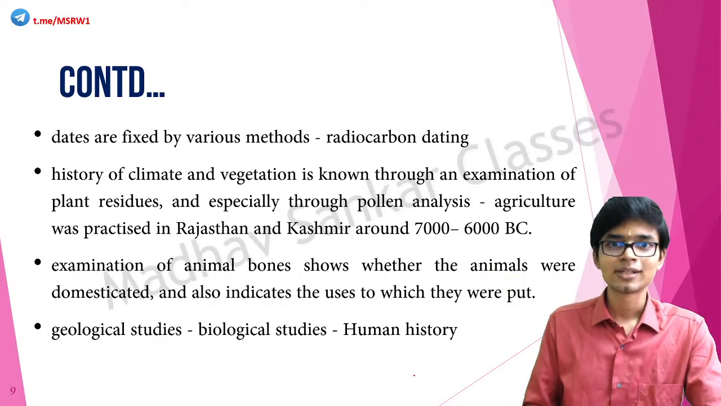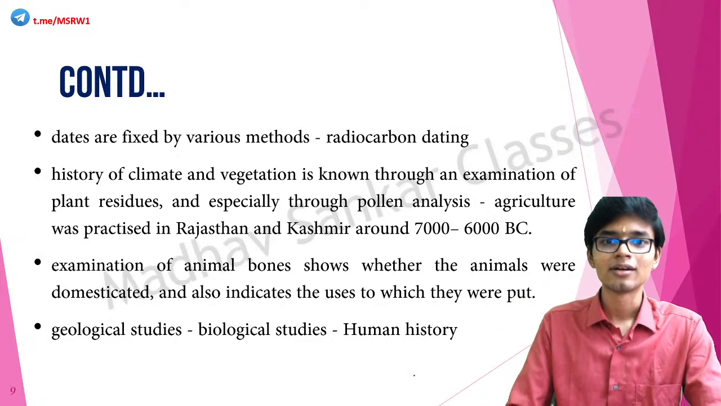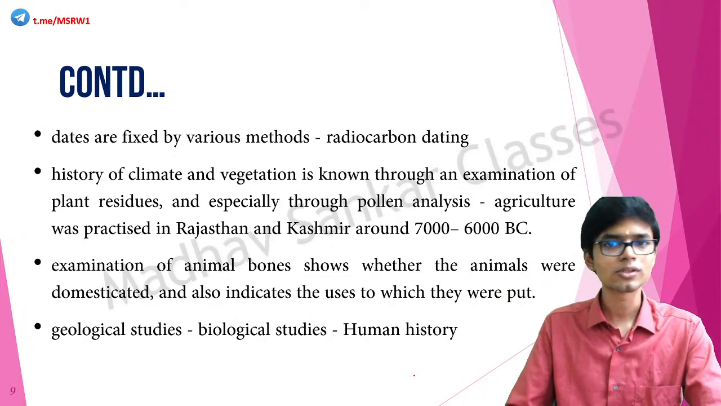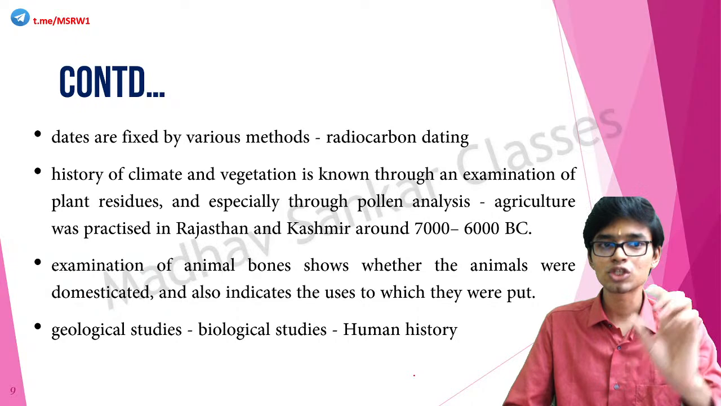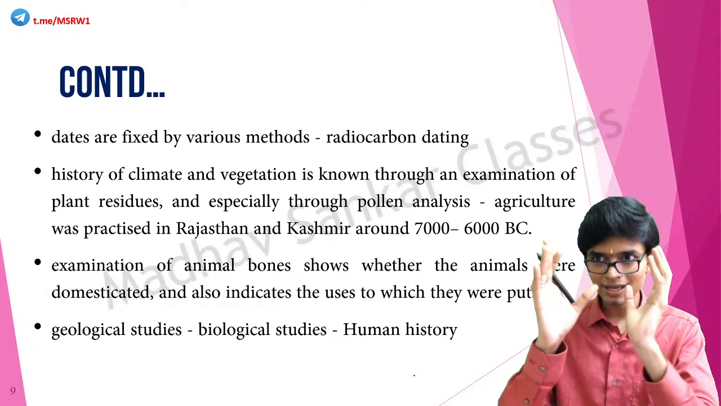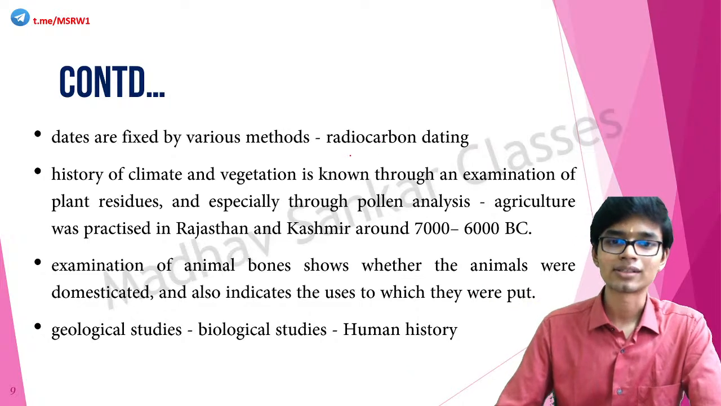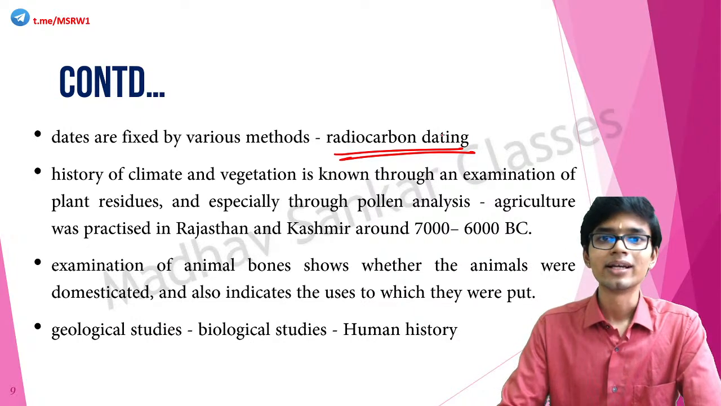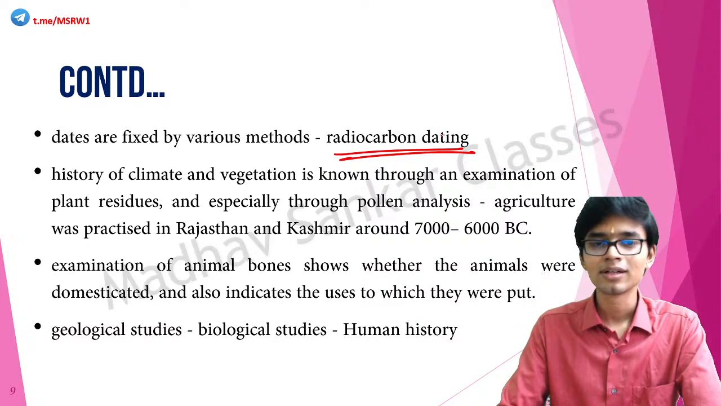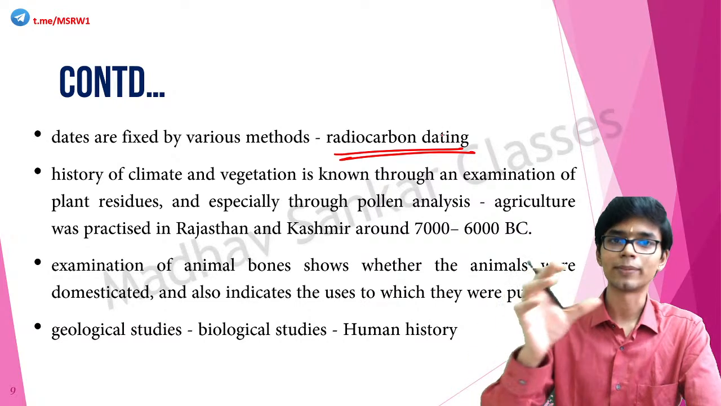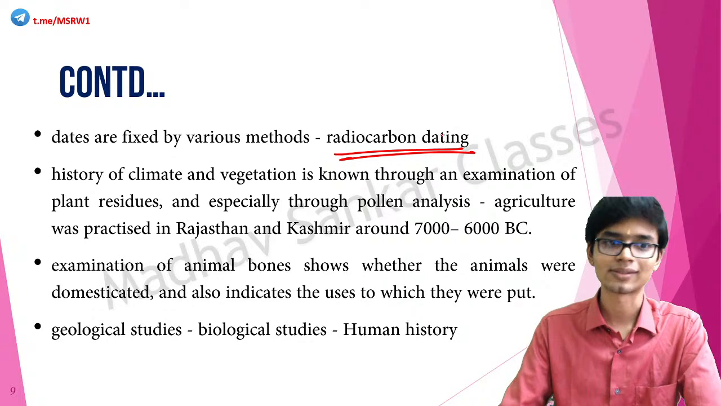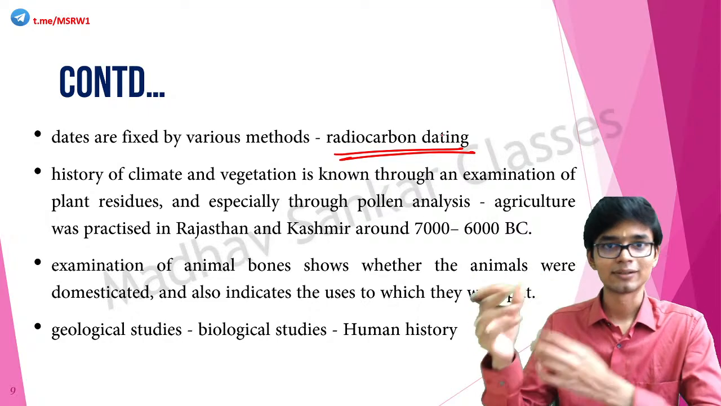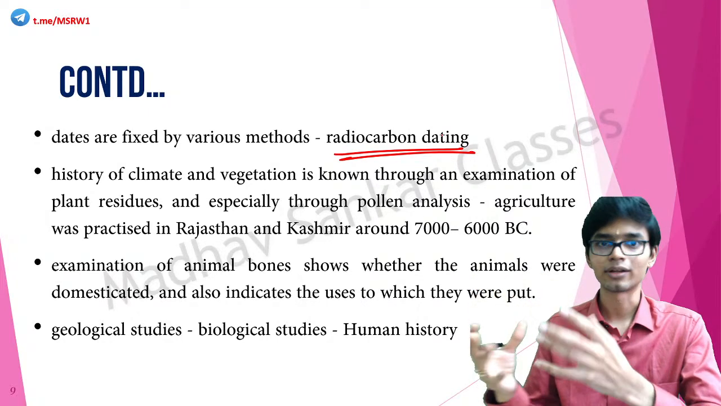And among other methods, the most important and most reliable method used by the archaeologists, I won't say most reliable, but the most prominent and most common method used by archaeologists to identify the date or to place that particular item in history is known as radiocarbon dating. I think all of you know what radiocarbon dating is. It is actually using an isotope of carbon to analyze how old a particular archaeological finding is. So from that we can identify how old a particular item is.